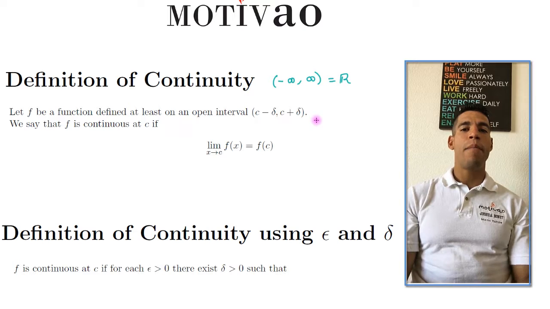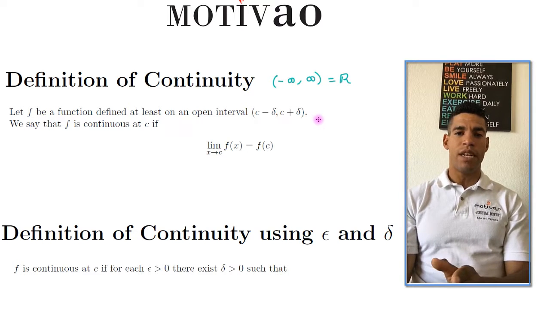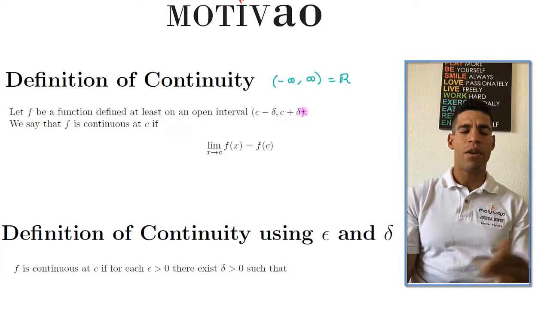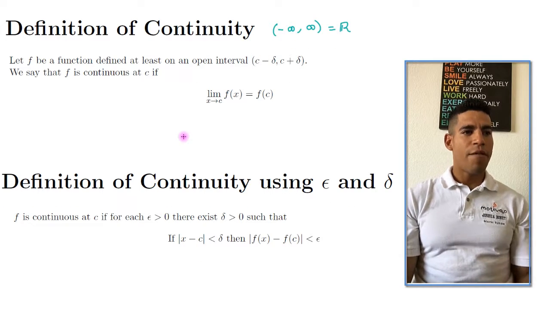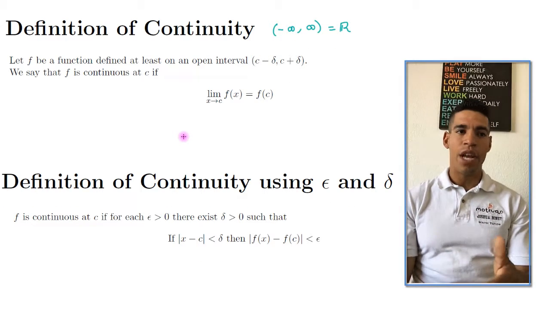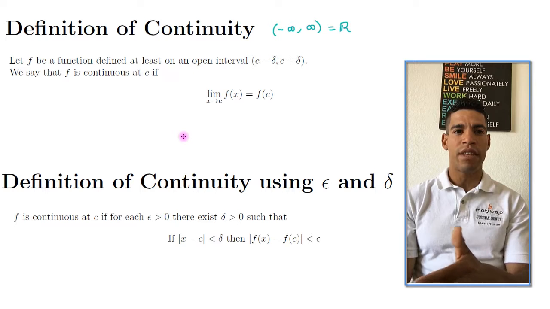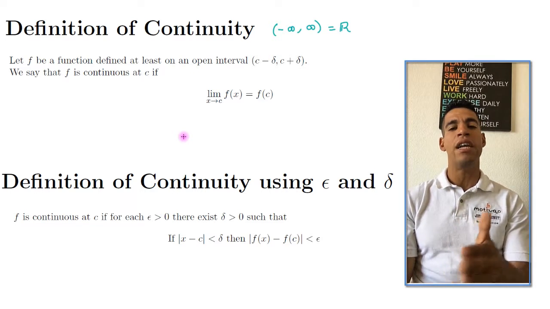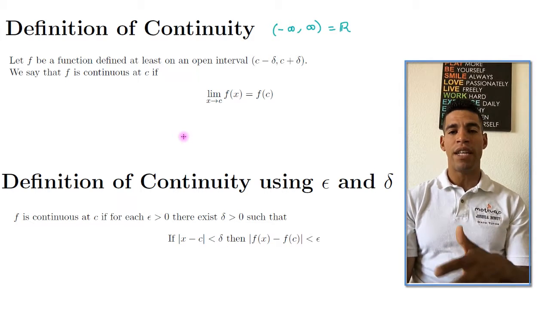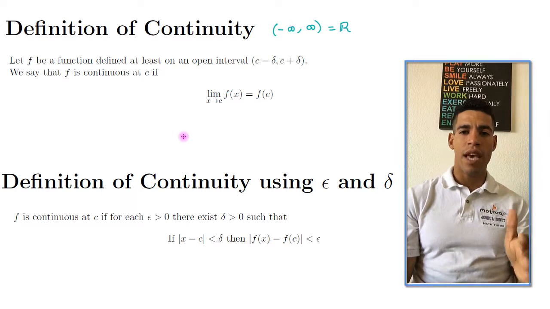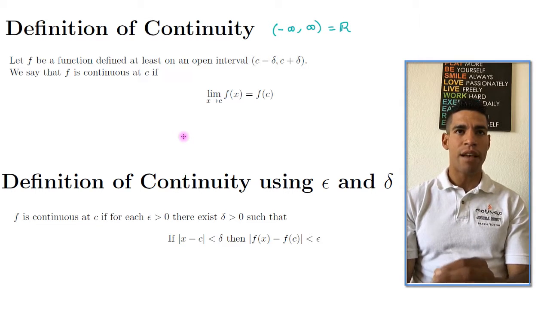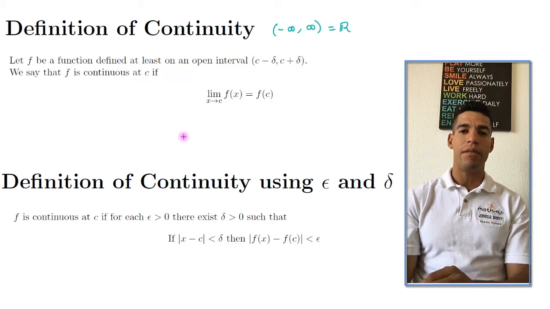Now I'm gonna make the definition using epsilon delta. Well, I'm not going to make it, I'm just going to show it. So it says f is continuous at c if for each epsilon greater than 0 there exists a delta greater than 0 such that if the absolute value of x minus c is less than delta, then the absolute value of f of x minus f of c is less than epsilon.